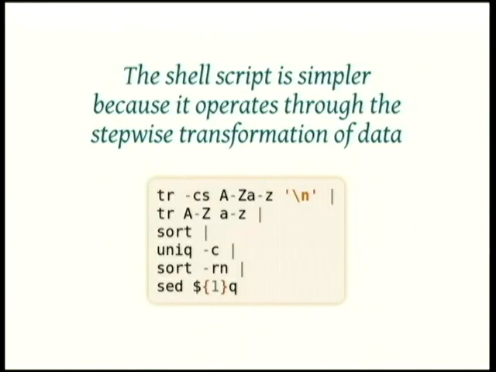But today I want to draw a different lesson that McIlroy did not. To me, the shell script is simpler not simply because the steps are easy, but because I can picture the data. It's because in between each of these pipes, in between each of these commands that data is flowing between, I can close my eyes and know exactly what that data looks like at each step. The shell script is the simpler solution because it operates through the stepwise transformation of data. And what's key here is not simply that the steps are easy to describe.